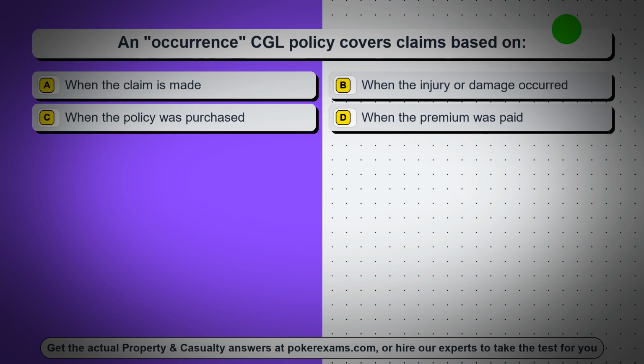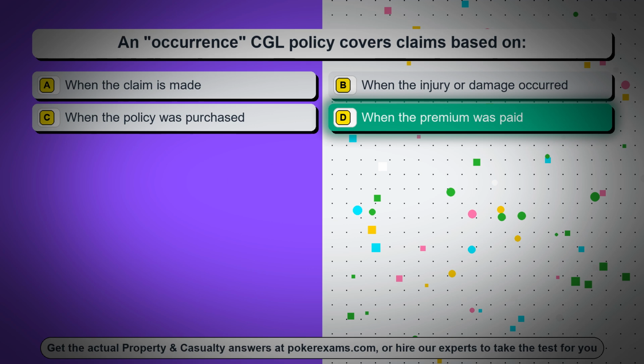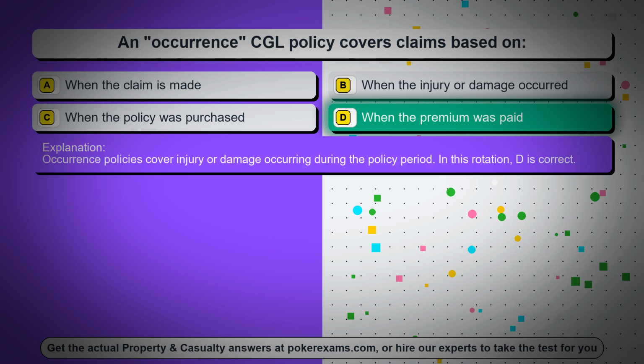Question 82. An occurrence CGL policy covers claims based on: option A, when the claim is made; option B, when the injury or damage occurred; option C, when the policy was purchased; option D, when the premium was paid. The correct answer is option D, when the premium was paid. Occurrence policies cover injury or damage occurring during the policy period. In this rotation, D is correct.